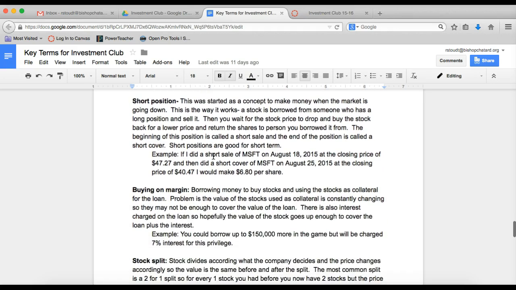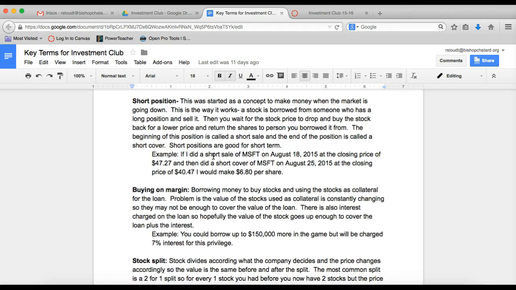A short position, on the other hand, was actually started by a guy that was not a very nice guy. He was actually trying to cheat and swindle people out of money, and it's actually turned into a legit thing. This is basically the idea of how to make money when the market is going down. This is important for right now when we have a very volatile market and the market is going up and down, and so you got to kind of take a look at whether this is a good idea for you.